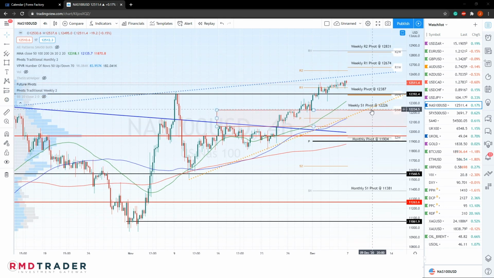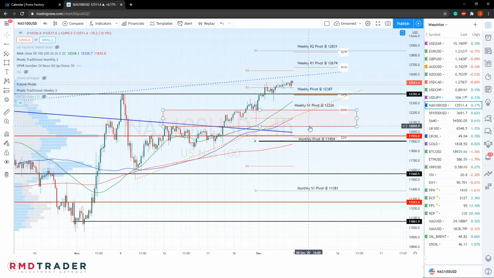Then in a more bearish scenario, should price break deeper into this area of support, this is the red area I've highlighted here, we could find some support at 12,050. This was also a previous area of resistance, meaning it should theoretically now turn into support. And then there's also a very strong area of support near the monthly pivot at 11,904, which is also where we will find a 4-hour 200 SMA.